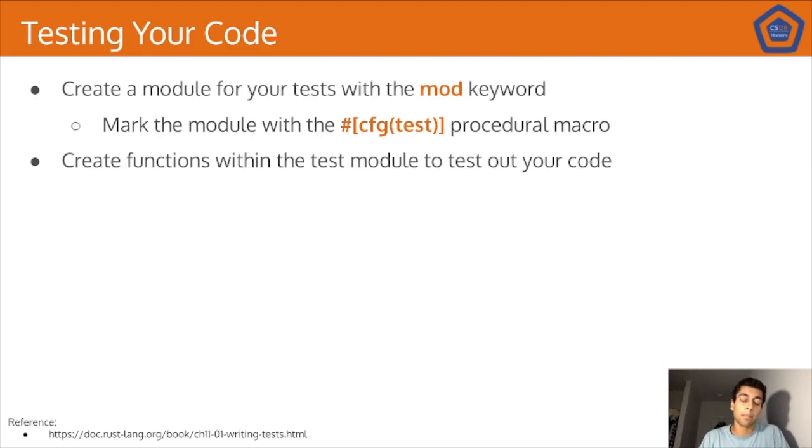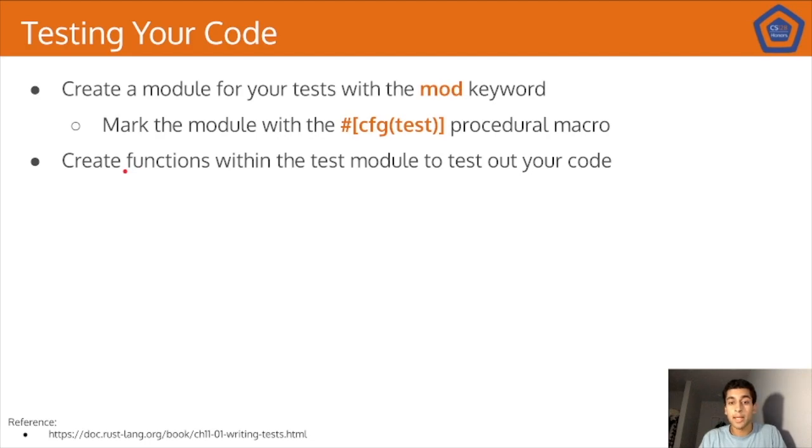So you can create a module for your tests within each file with the mod keyword. This is a subsection of the file that will run your tests. You mark this module with the cfg test procedural macro. So this is different than the normal macros you're used to seeing, println, format, vec. This is an annotation for modules and functions. And so you mark your mod with cfg test to let Rust know that this is where your tests are going to be. And then within that module, you're going to write functions to test your code. We'll walk you through this in a little bit, just to show you what that looks like.